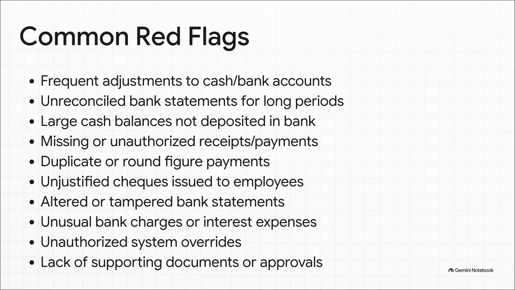We also watch for duplicate or round figure payments, like an exact $5,000 payout instead of a natural varied invoice amount, unjustified checks issued to employees or related parties, altered or tampered bank statements, unusual bank charges or interest expenses, unauthorized transactions or system overrides in the IT logs, and a general lack of supporting documents or approvals. Any of these mean we need to dig deeper immediately.